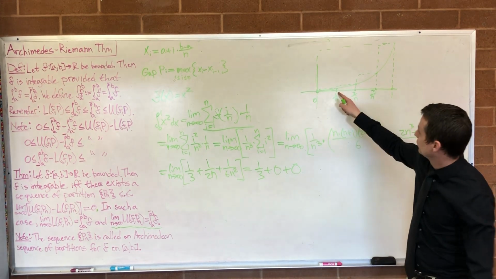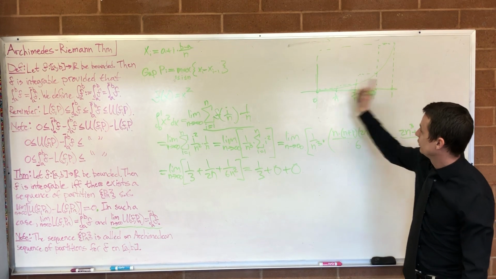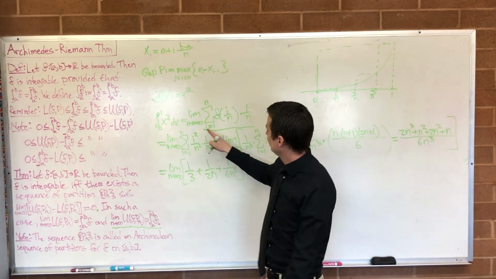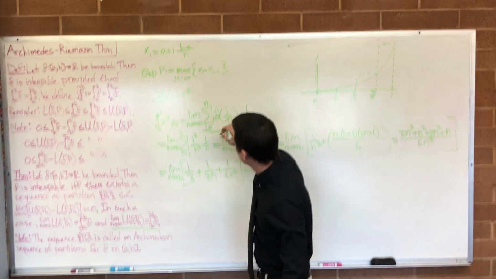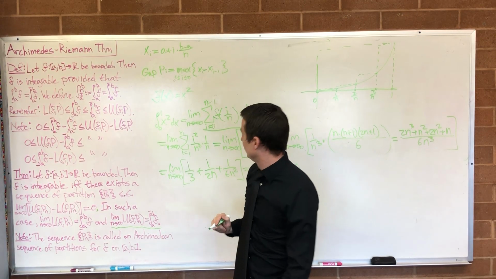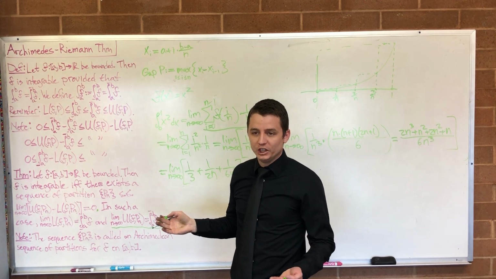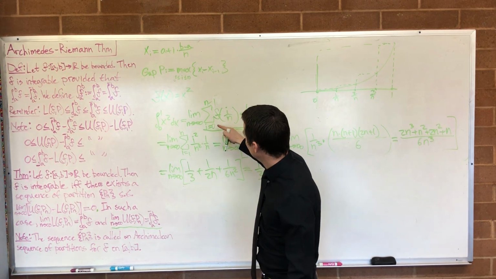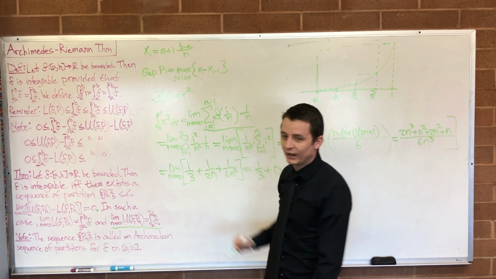Because I think the hard part is that working with the right-hand point is easier than working with the left. Because you want to do the sum from i equals 1 to n, not the sum from i equals 0 to n minus 1. It's going to come out the exact same way, but you might be less comfortable with doing this than the way I have before.